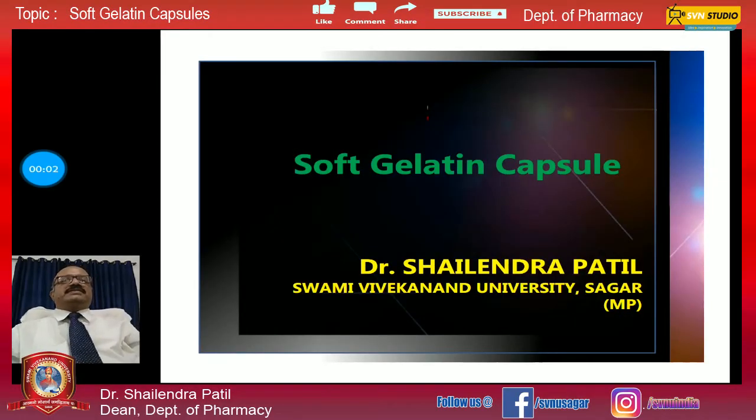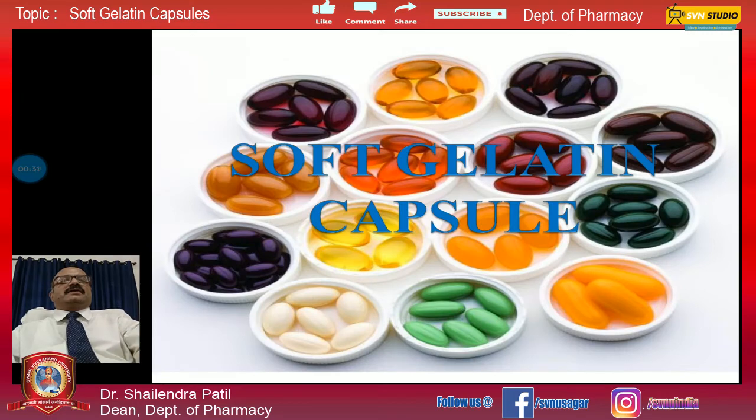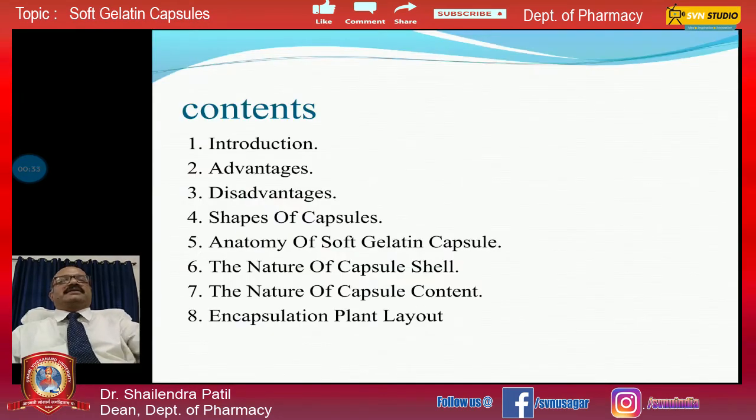Good afternoon, students. Today we'll discuss soft gelatin capsules. As we covered in the earlier lecture on hard gelatin capsules, you know that capsules are solid dosage forms used for the treatment of any ailment. Broadly, you can divide capsules into two categories: the hard gelatin capsule and the soft gelatin capsule. We'll discuss soft gelatin capsules in detail in today's lecture.